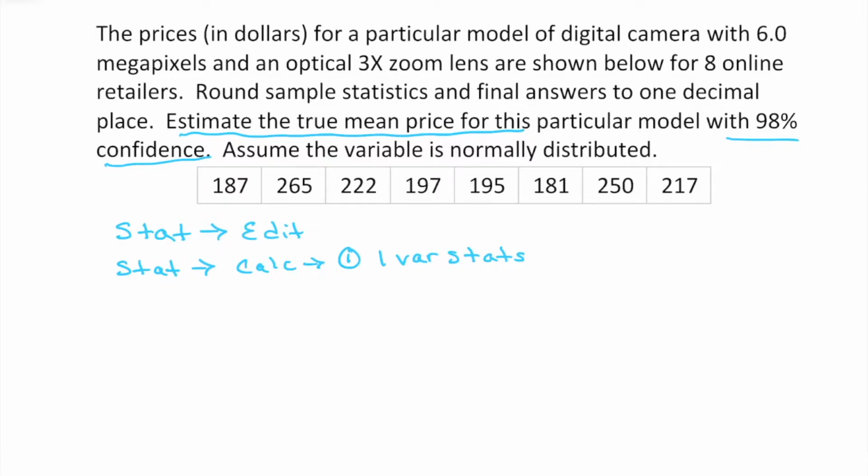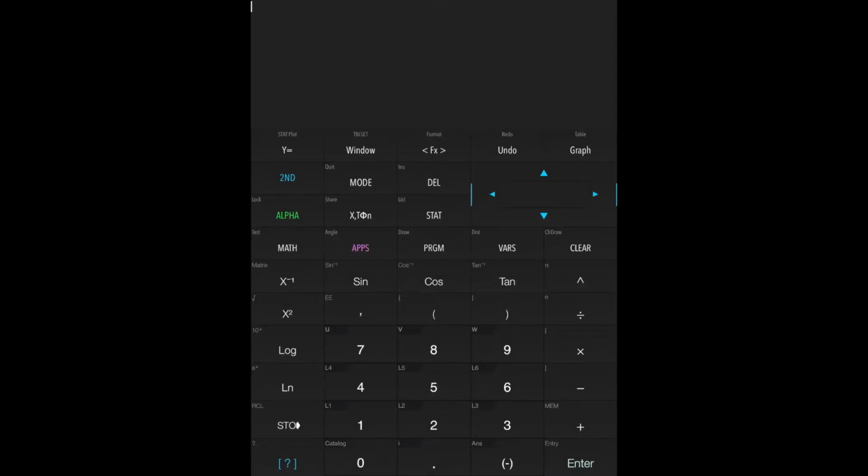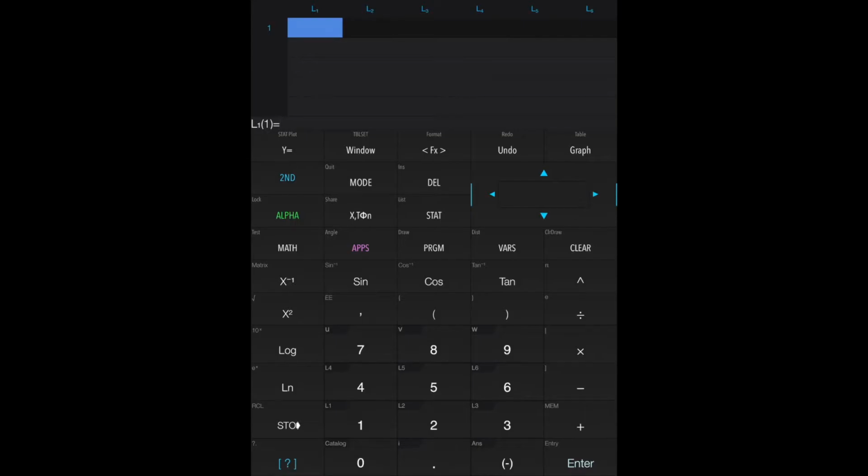So let's see what we come up with. With our 8 observations, we go to stat, select item 1, which is edit, and edit the first list. If you have something here, you'll have to scroll up, clear, and then enter to clear your list. But in this case, we don't have anything here. So our observations are 187, enter, 265, enter, 222, enter, 197, enter, 195, enter, 181, enter, 250, enter, 217, enter.